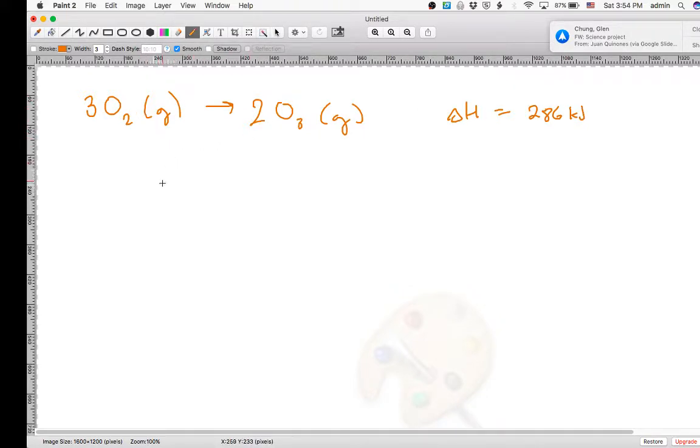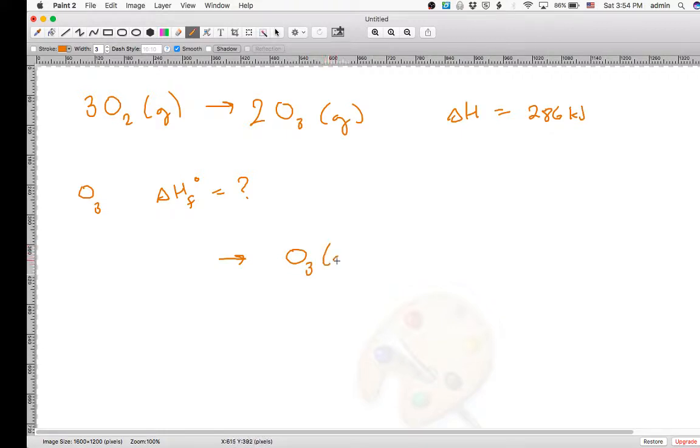What they want to know is the enthalpy of formation for O3, ozone. That's what they want. So to get that, you need to understand the meaning of the enthalpy of formation. This is a technical thing in chemistry where the enthalpy of formation of anything is the energy involved in the equation where you make 1 mole of that thing. So we're talking about ozone here. So you need to make 1 mole of ozone, just like that.